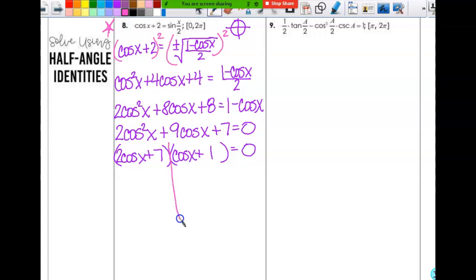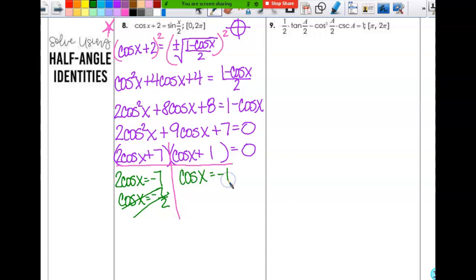Now we're going to solve this. Then I get 2 cosine x equals negative 7. Cosine x equals negative 7 halves. Is cosine ever going to equal negative 7 halves on your circle? No, because we can only go from negative 1 to 1, right? So that's nothing. Then I get cosine x equals -1. Well, I know that cosine is -1 at pi, so x equals pi.